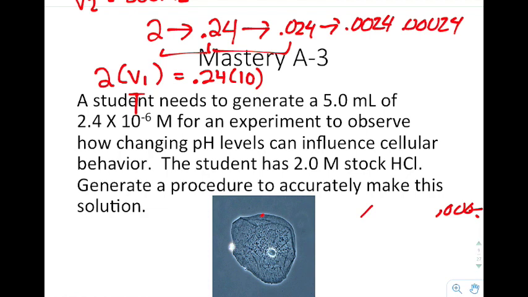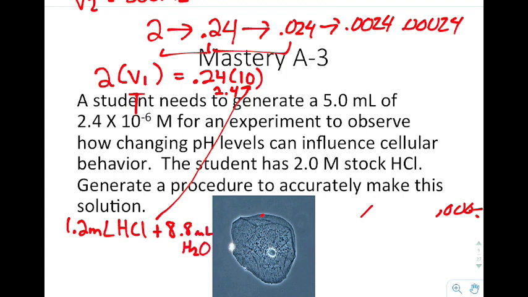So once you do this, you would be able to calculate the volume that you would need there. Whenever you calculate the volume, it's 0.24 times 10, which is 2.4, divided by 2, which means you would need 1.2 mils of HCl, and then you would need a total volume of 10. So if you were to do this, you would add 1.2 mils of HCl, and you would add 8.8 mils of water. When you do that, you are now at 0.24.